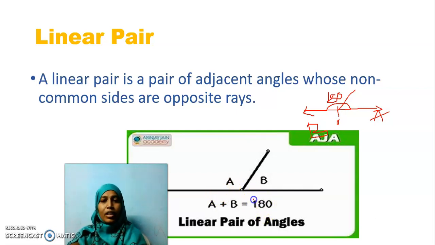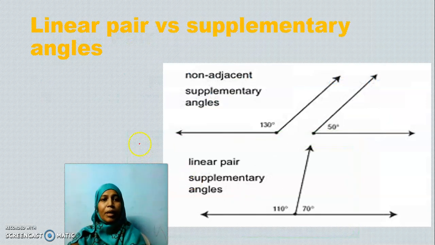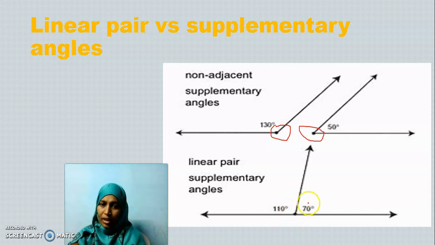Okay. The next thing is linear pair versus supplementary. That's what we discussed now. These two angles, children, are not having a common vertex. They are not adjacent angles, so they are not linear pair angles. This is a linear pair because they are adjacent angles and they are supplementary. Is it clear? It should be adjacent and also supplementary. Only then they are called a linear pair.